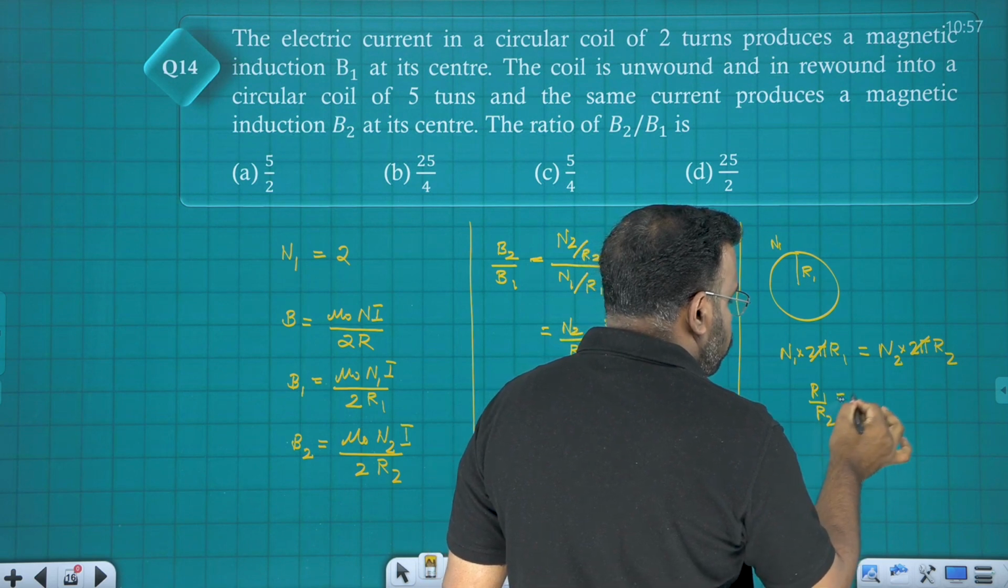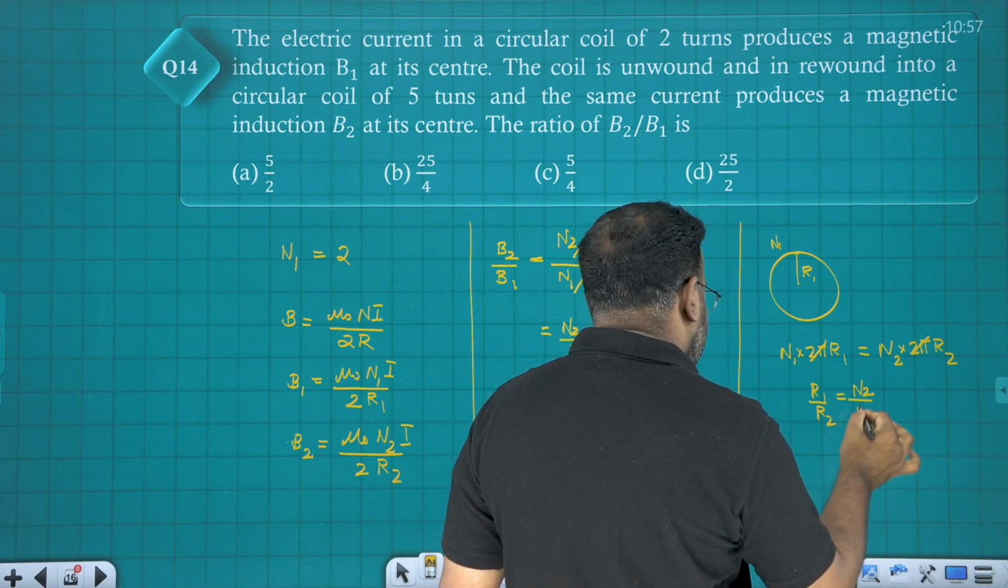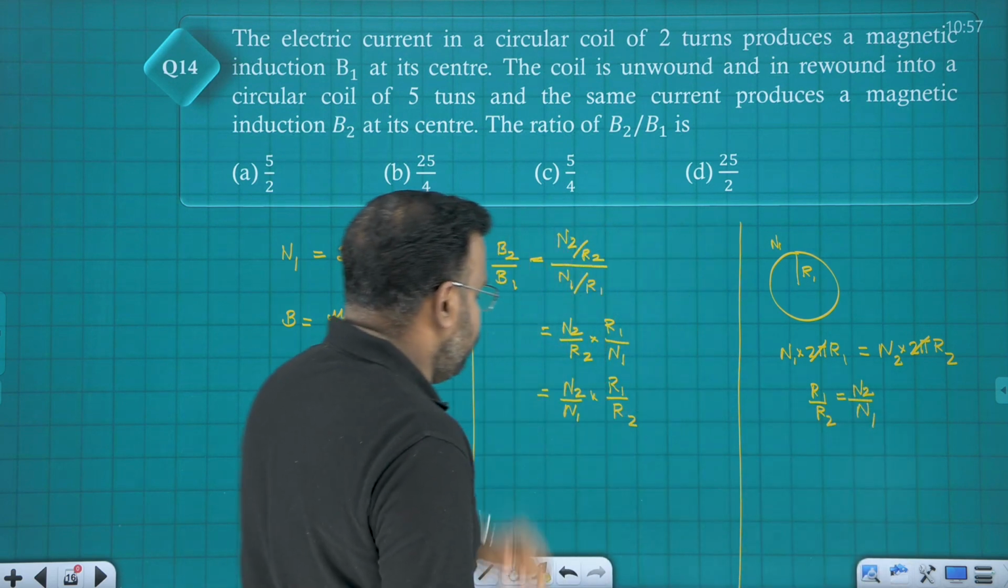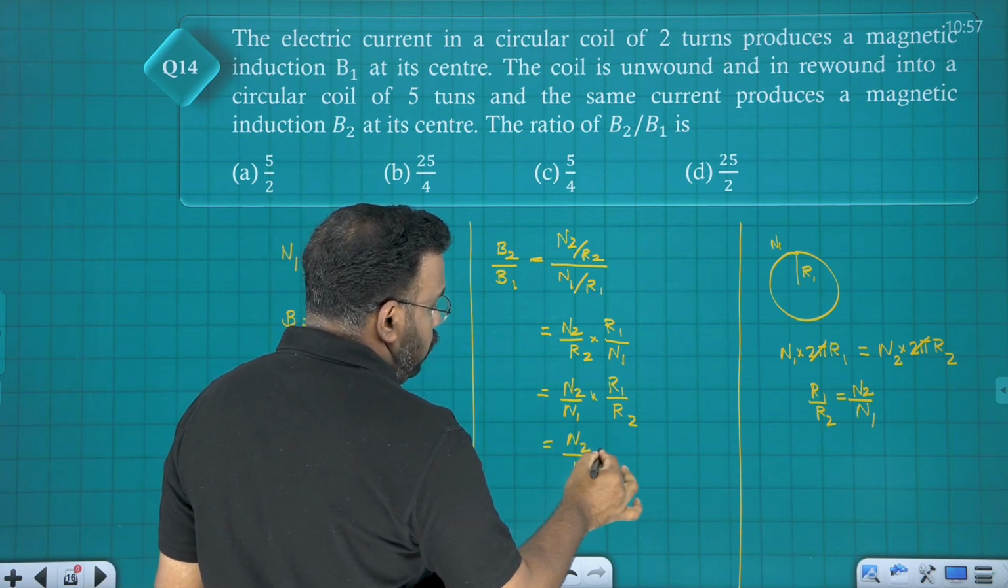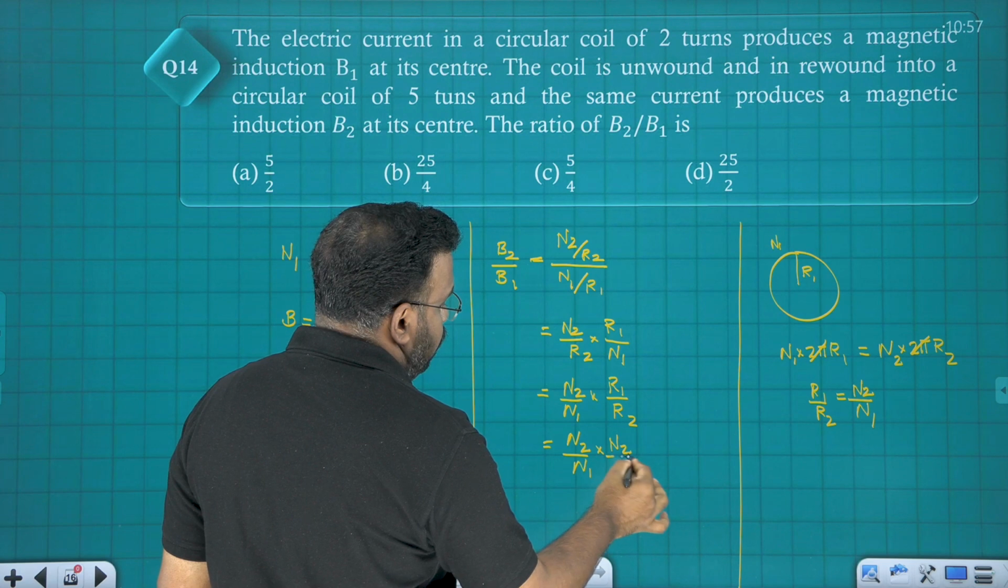R1 by R2 will be equal to N2 by N1. Here we have R1 by R2, so for that also we can substitute N2 by N1. So we get N2 by N1 into N2 by N1. That's it.